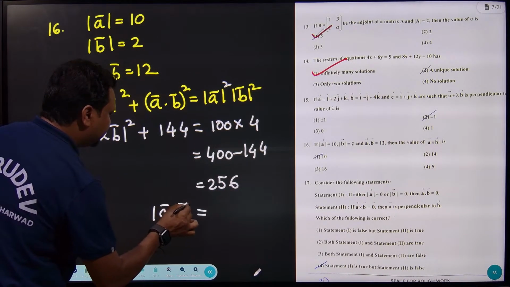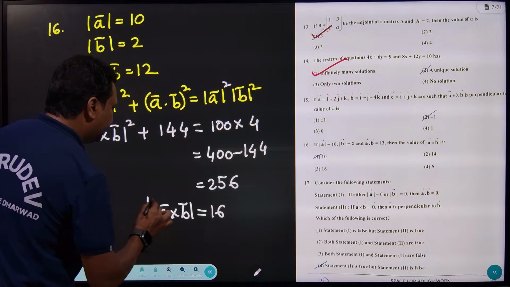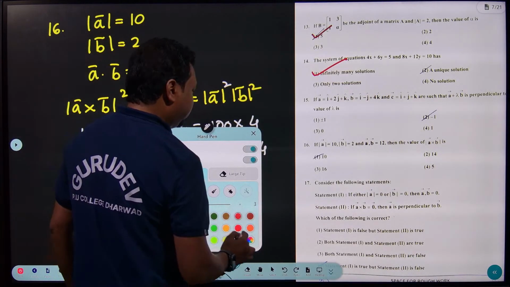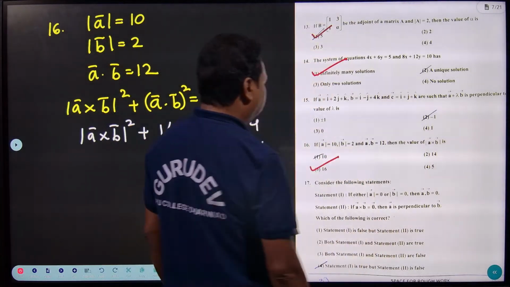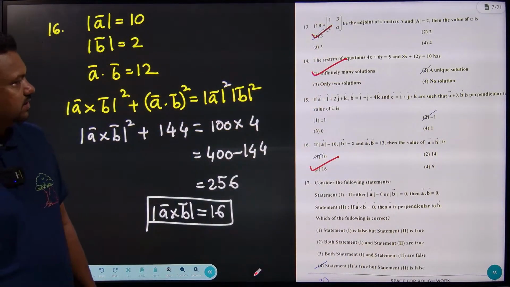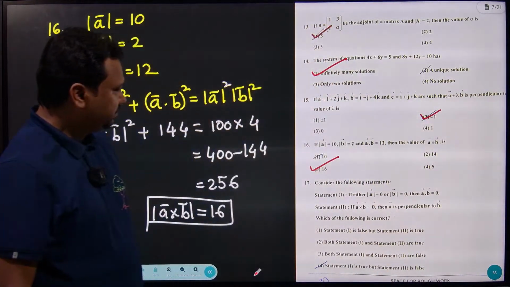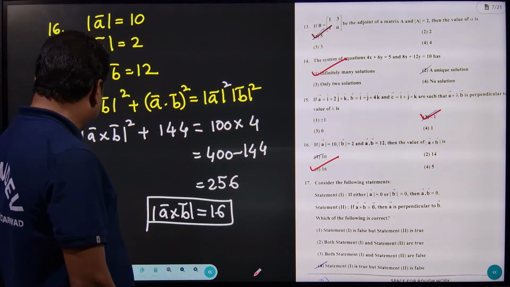Of course you are taking the square root on both sides. Therefore what should be your answer? 16 is the right answer. Option C is the right answer in this case. Clear? Here I have taken minus 1. Okay. Done? Clear? Right. Let's go for the next question.